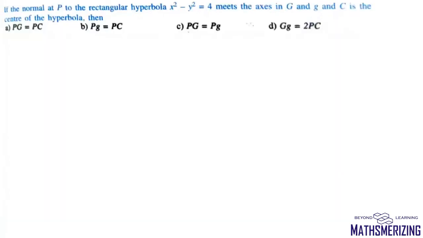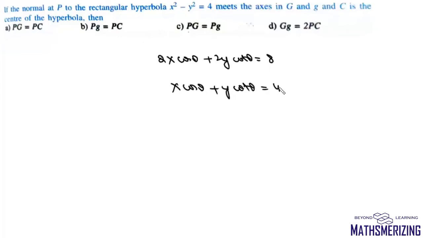Now here the question is, if a normal at point P to a rectangular hyperbola meets the axes in G and g and C is the center, then which of the following is true? Now we know that the equation of normal to this hyperbola is given by a x cos theta plus b y cot theta. A in this case is 2, so there will be 2x cos theta plus 2y cot theta, equal to a square plus b square, which is 8. So the equation of normal is given by x cos theta plus y cot theta equals 4.